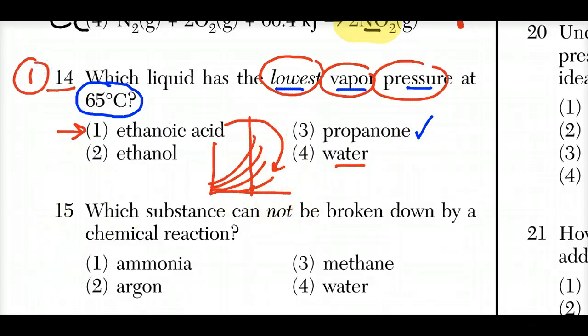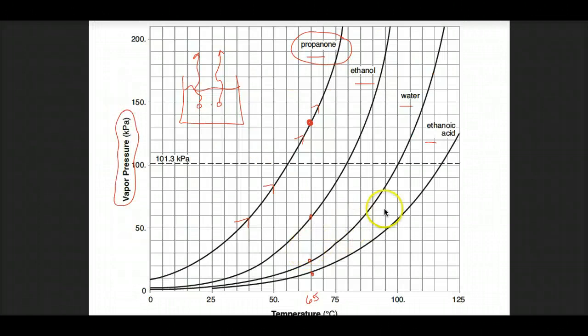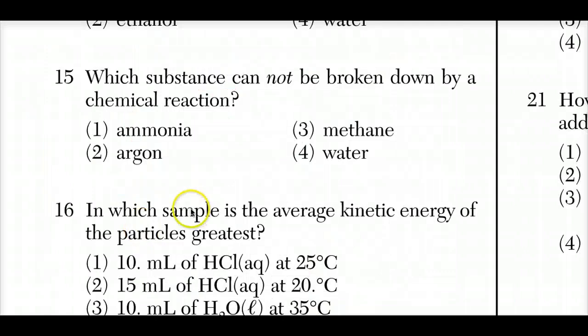Number 15. Not 15 yet. I couldn't help but bring this back up. So ethanoic acid has the lowest vapor pressure of the 4 liquids at this temperature. It resists evaporation the most. Number 15 now. Which substance cannot be broken down by a chemical reaction?